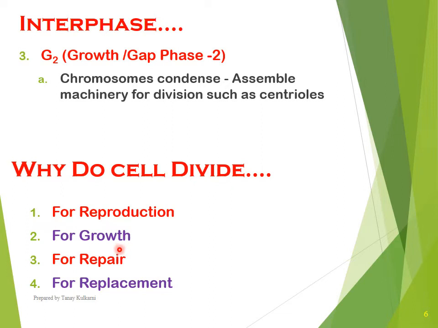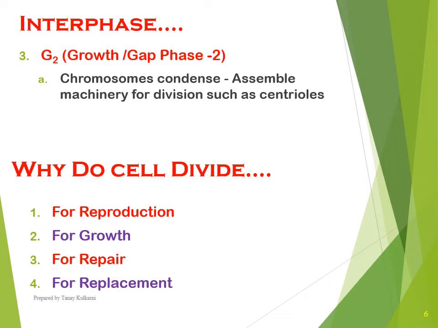Third reason is for repair. Apart from the normal wear and tear of the tissues in the body, there might be accidental injuries. One may develop a cut, correct, or can develop a fracture. So repair of such injuries again takes place by cell division, and it will cover up the gap.